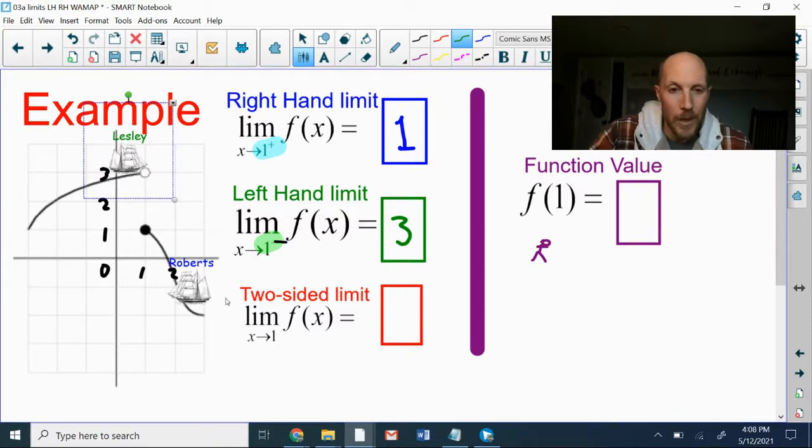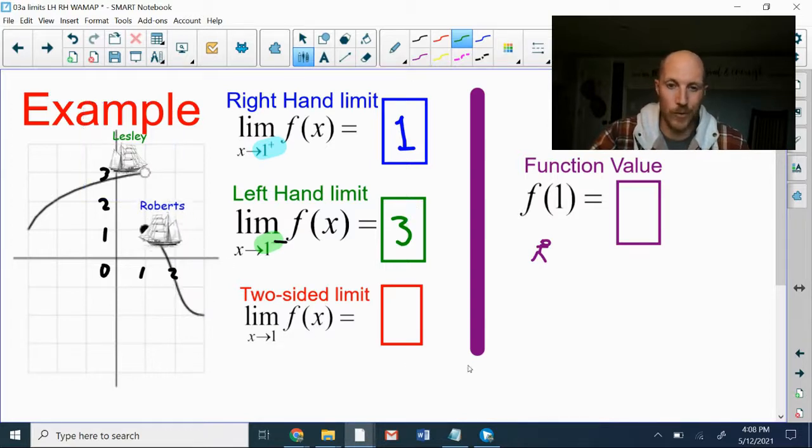Okay. So in this case, the right-hand limit and the left-hand limit are not the same. The two Dread Pirates do not find the same height. They tell Princess Buttercup two different numbers, and so the two-sided limit does not exist.